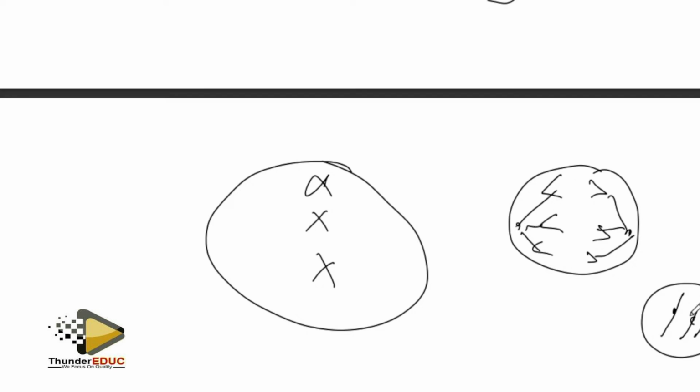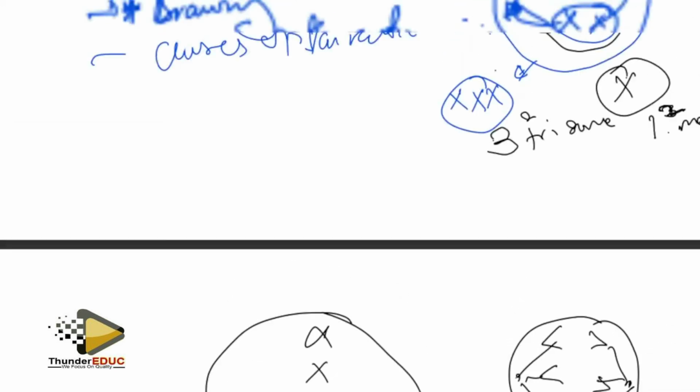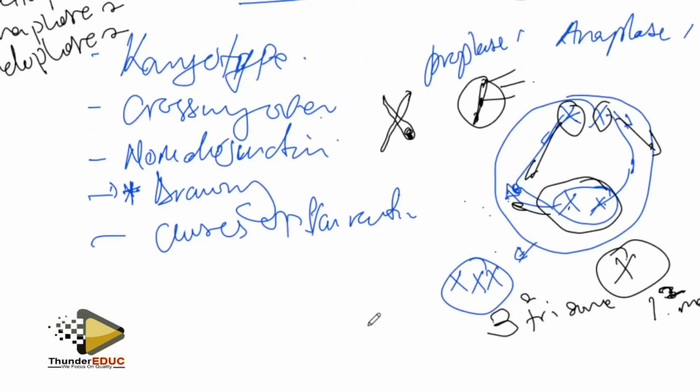The moment they reach the pole in telophase, it becomes what? It becomes unreplicated chromosome. Don't call them chromatid. Let's go back to this last question on meiosis. Then we conclude it.